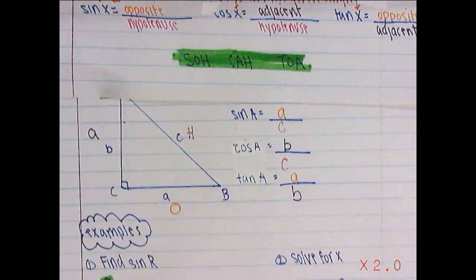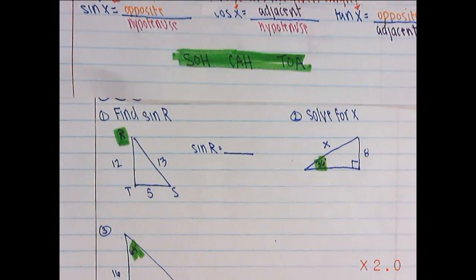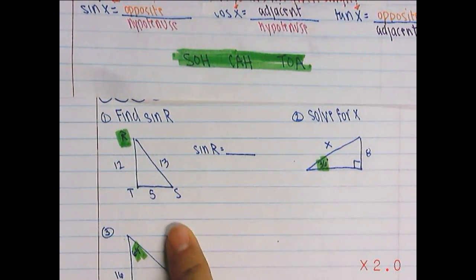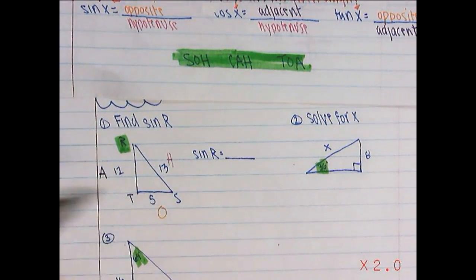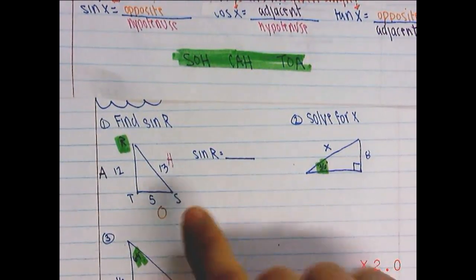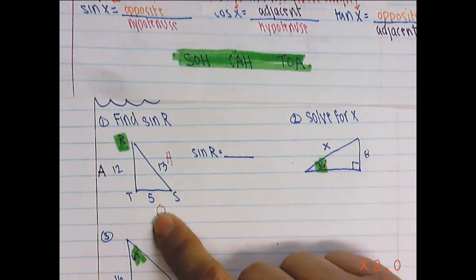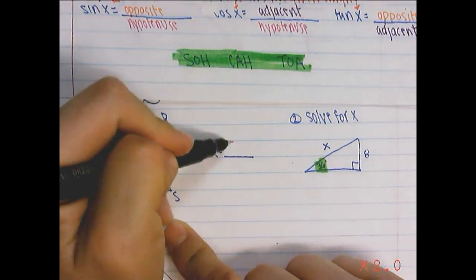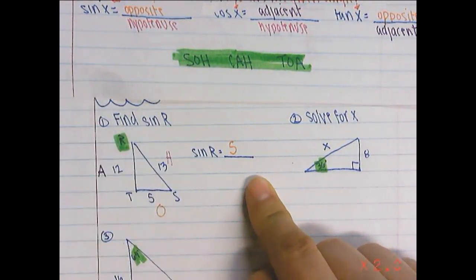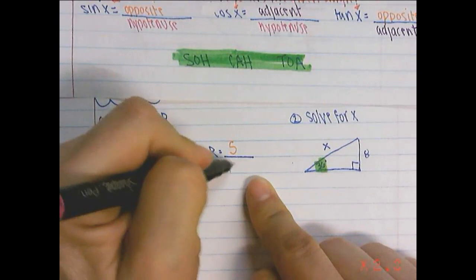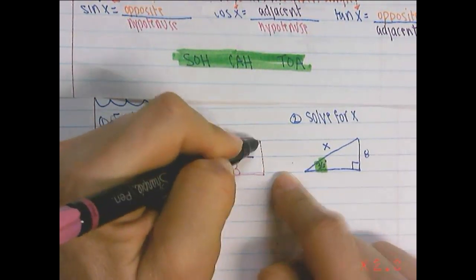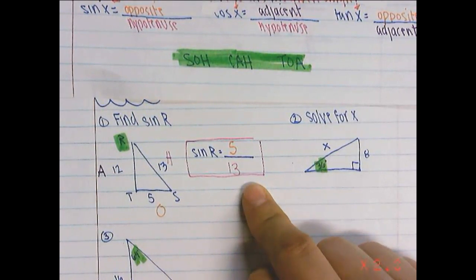Let's go ahead and look at them with some actual numbers now. We want to find sine of R, and I have some side measures this time. I'm going to start based off of R. I'm going to label my adjacent, my hypotenuse, and my opposite. Sine, that's SOH, right? So that's going to be opposite, which will be 5, over my hypotenuse, which is 13. Sine of R is 5 over 13, and that's how you do it.